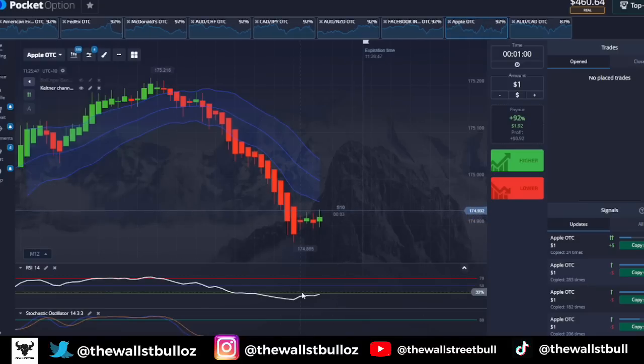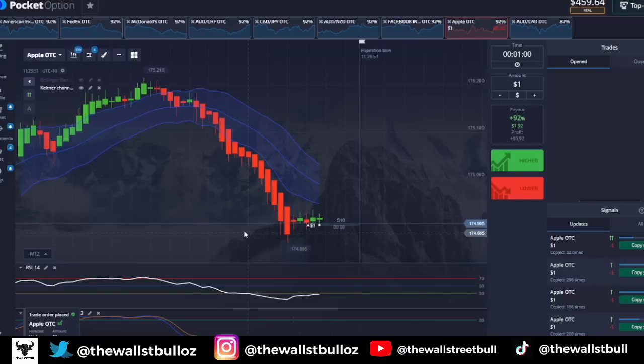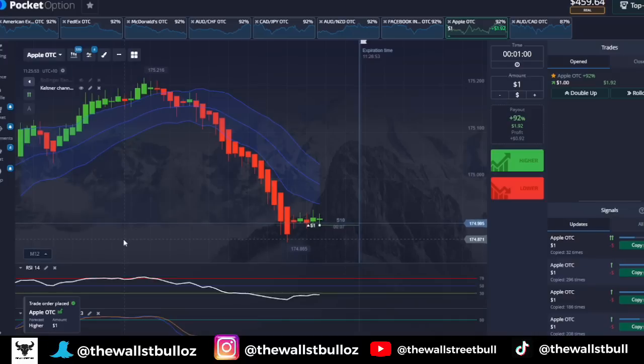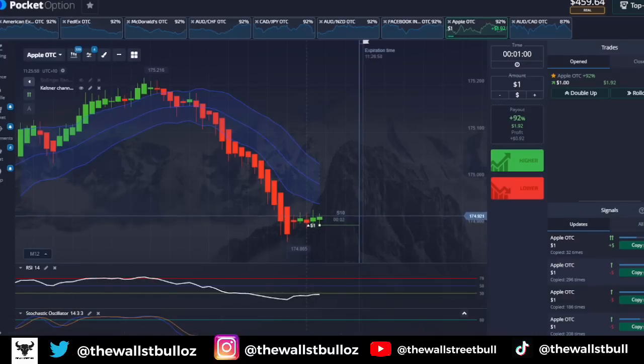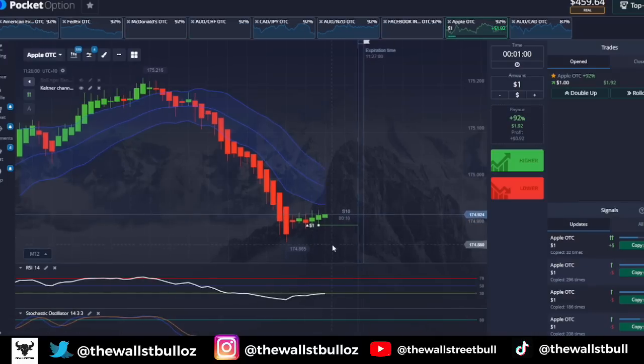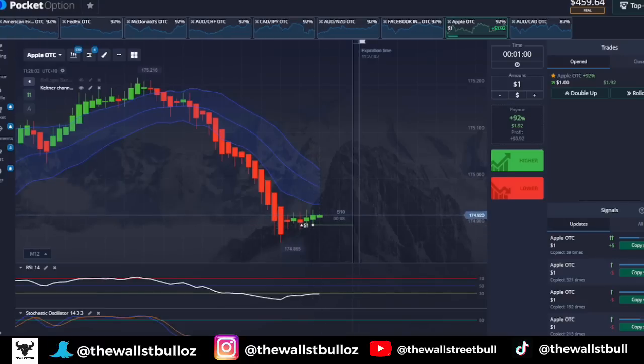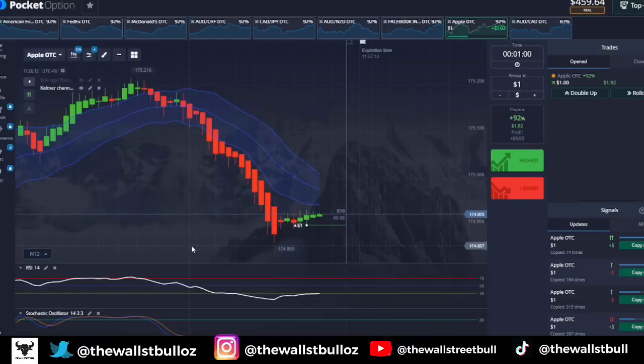Okay, so now I'm going to enter a trade. I've got it on a minute trade. I'm going to place a trade there for $1 because the stochastic oscillator at the bottom is starting to return higher. Let's see if I win this trade. It's a 92% payout. I've got 46 seconds for this trade to be completed. Let's just wait and see what happens. Hopefully it works.